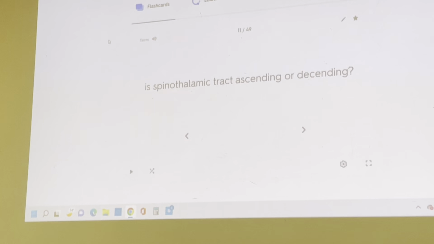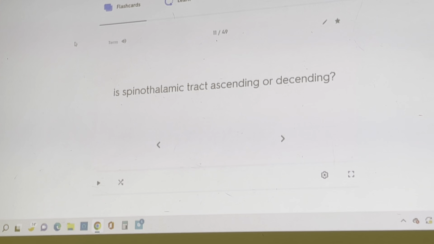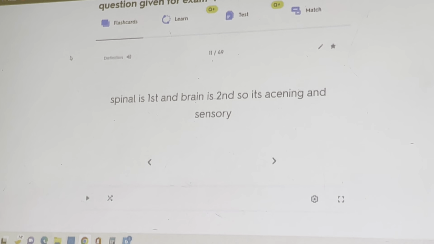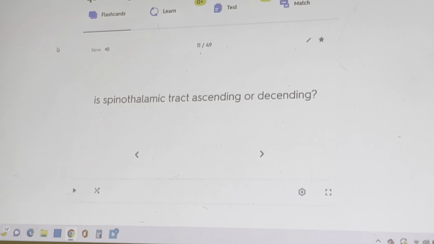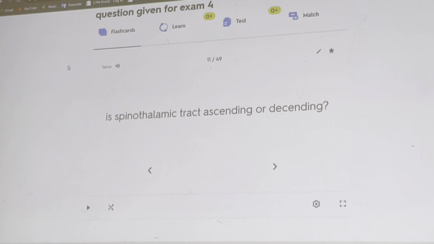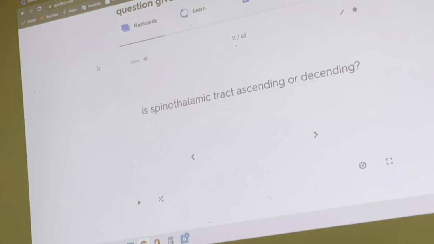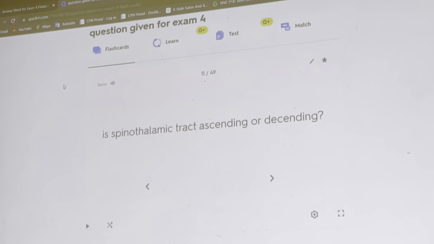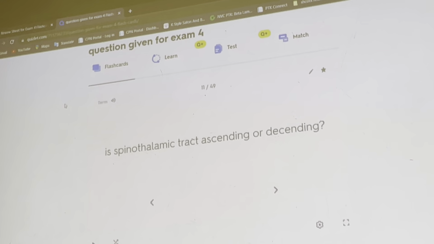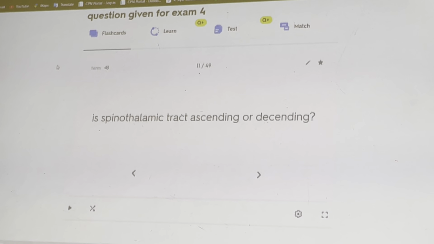Okay. So, when looking at a tract and determining whether it's ascending or descending, you're going to want to look at where the word spino is within that word. If it comes first, that means it's going from the spinal cord to the brain, so it's going to be ascending. And if it is a suffix, if it's afterwards, it's going to be a motor tract, or descending.